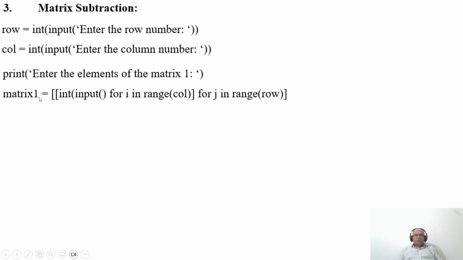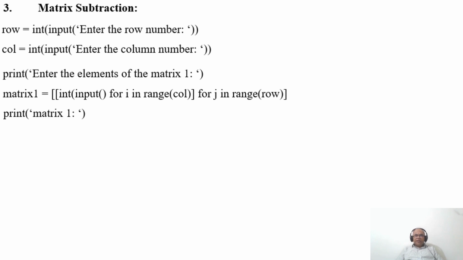So matrix 1 is going to have int input. We are using the input function. For i in range, always the column is going to come first and then the row. So that is how, for j in range row. So initially in the nested list, the column will be the first one and then comes the row. I am going to explain that as I take up the tracing.